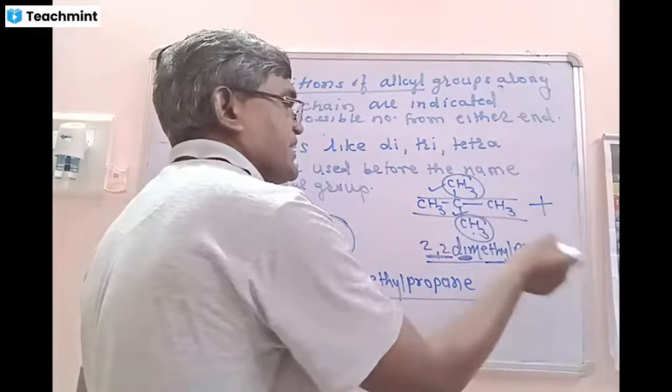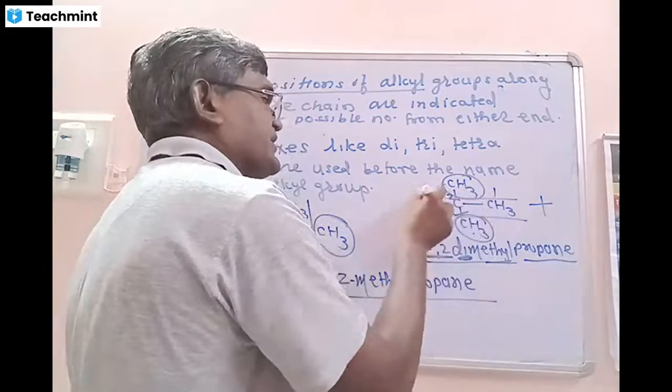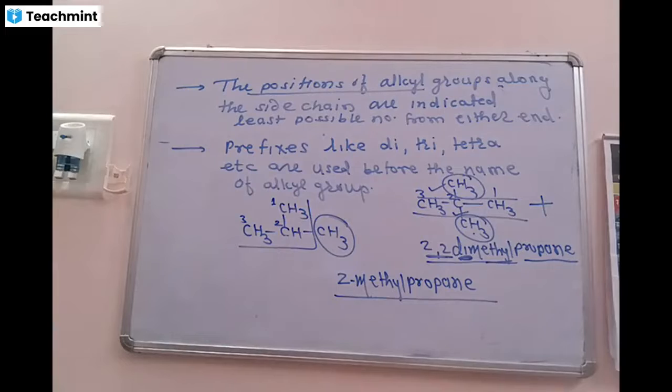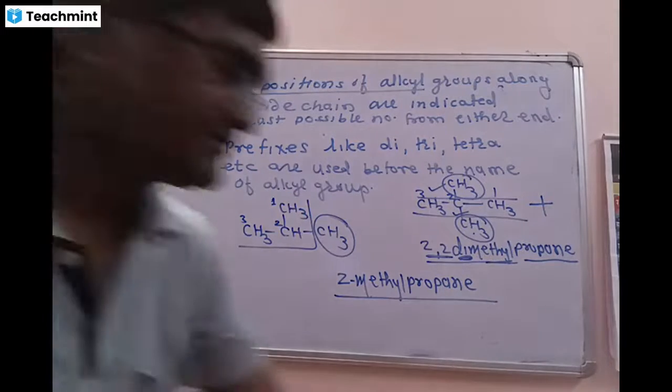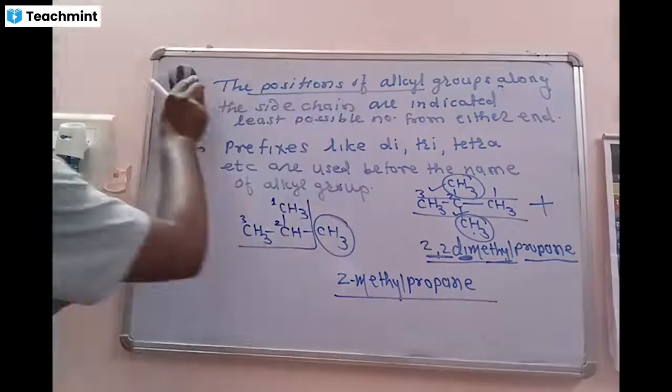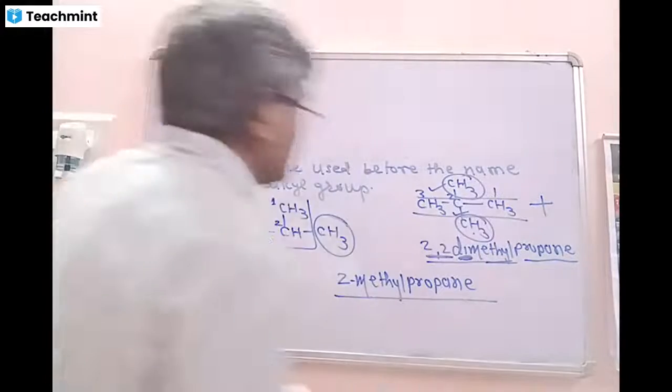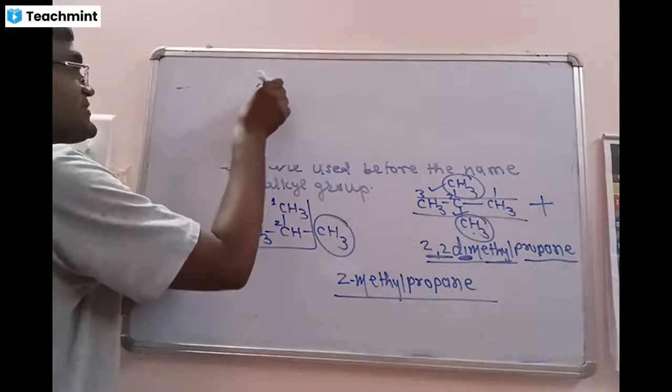And then propane is why? Because we have the longest chain containing 3 carbon. So you got this one? Yes. Okay. Now instead of this, I will have this type of position.